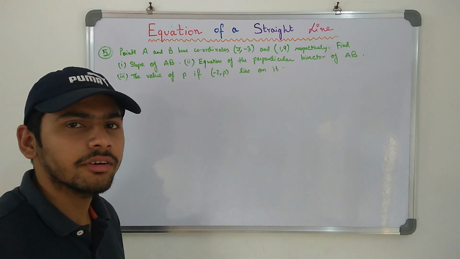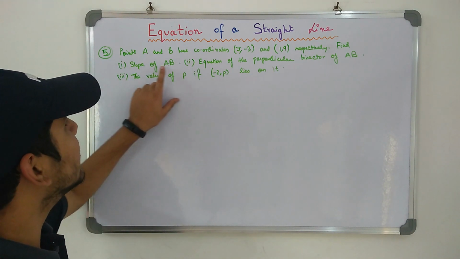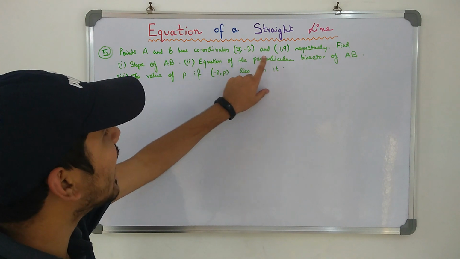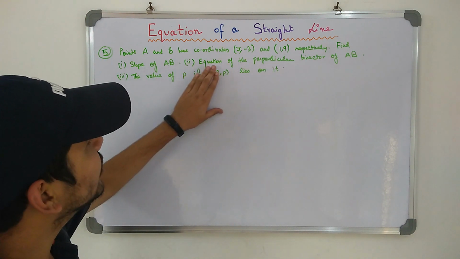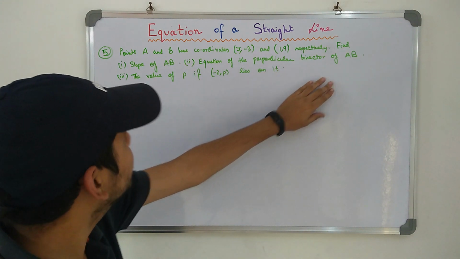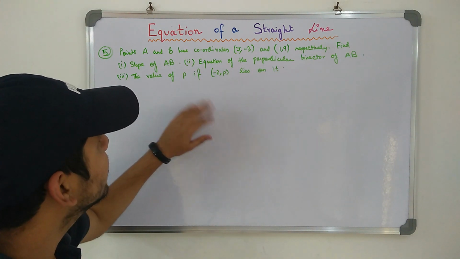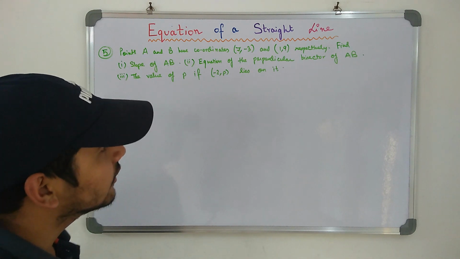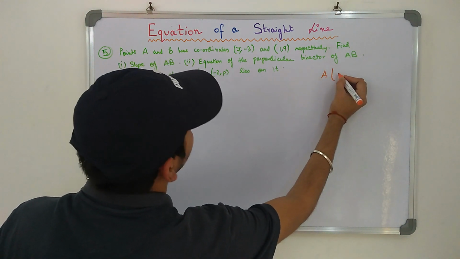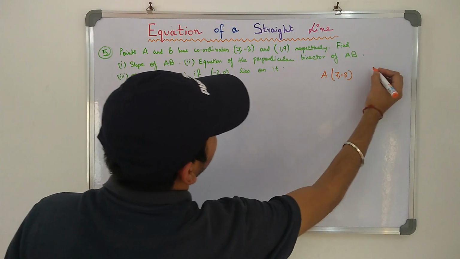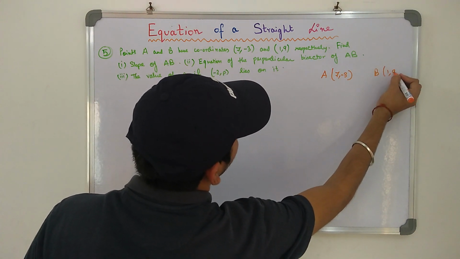Moving on to question number 5, we have points A and B with coordinates (7, -3) and (1, 9) respectively. You have to find: number 1, the slope of AB; number 2, the equation of the perpendicular bisector of AB; and number 3, the value of p if (-2, p) lies on it. First of all, let me write the points. We have A (7, -3) and B (1, 9).